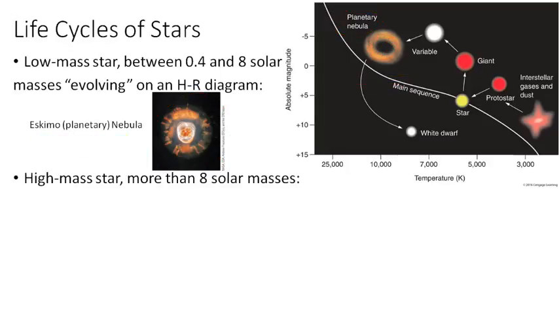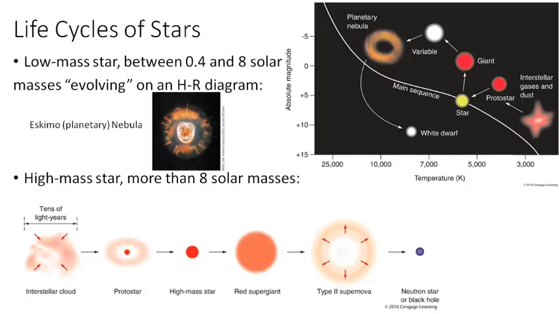So high mass stars, stars that are more than 8 times the mass of our sun, are going to blow themselves up in a supernova and end up as either a neutron star or a black hole. So here's a figure to show how that works. Again, in the beginning, they form from a nebula, and here it's called just an interstellar cloud, the same difference.